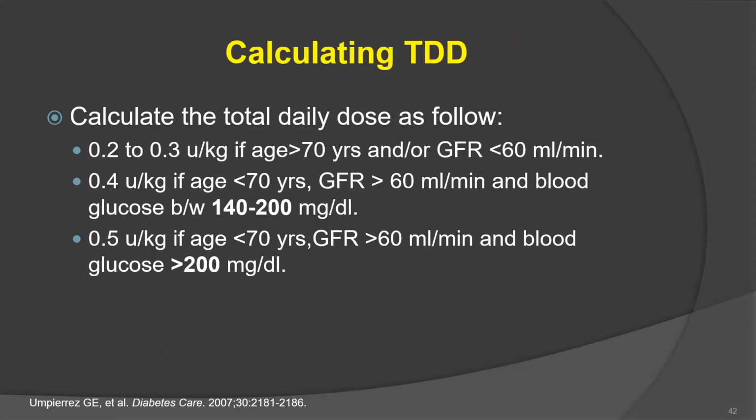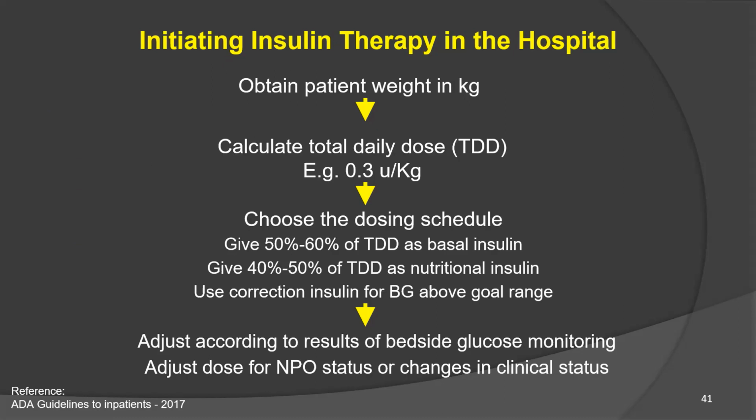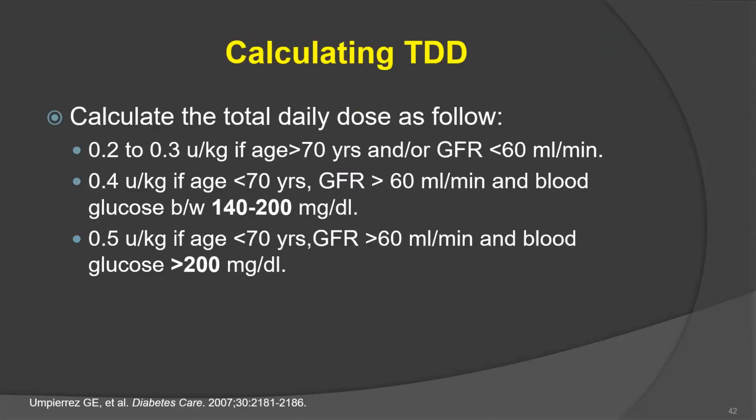Calculating the total daily dose. So how do you calculate? What is the criteria? I have given you an option of 0.3 units here, but there are other options like 0.2 to 0.3 unit per kg if age is more than 70 years and the GFR is less than 60 milliliters per minute. So you have to keep the age and the renal function in mind when deciding the total daily dose. It's very important. So this is a lower dose, 0.2 to 0.3.